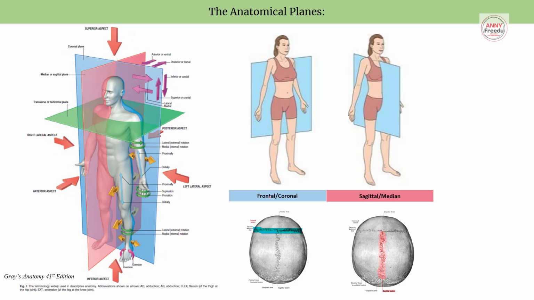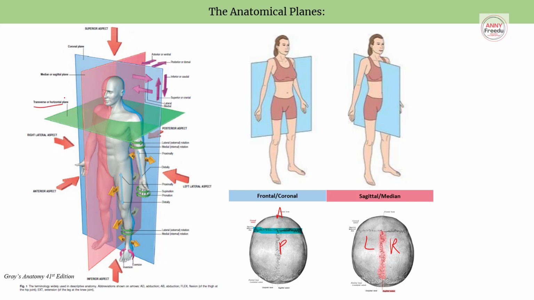So far, we know two planes. The coronal plane that divides the body into anterior and posterior parts, and the sagittal plane that divides the body into right and left parts. And the third plane is the transverse or horizontal plane.